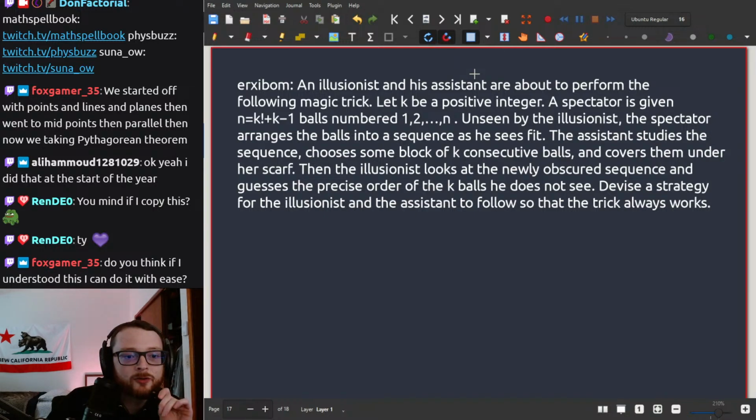Okay, the spectator arranges balls into a sequence as he sees fit. Assistant studies the sequence, chooses some block of k consecutive balls. Covers them under her scarf. Illusionist looks at the newly pictured sequence. Huh. So the illusionist can presumably see all the other balls and just not the ones that are covered.